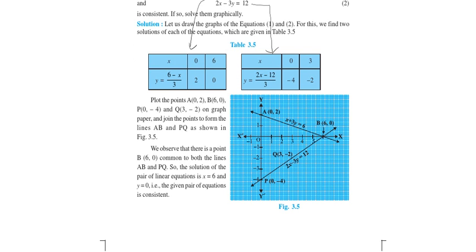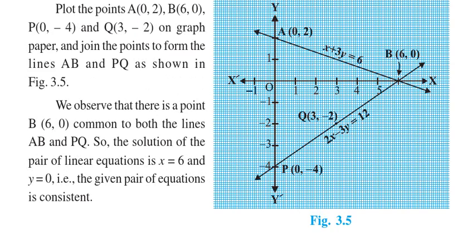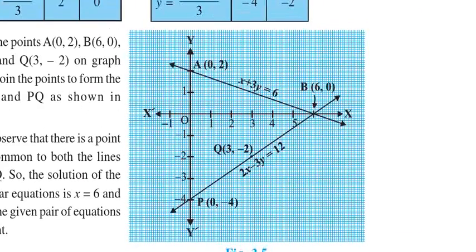So you can see one line is moving this way, and the equation of that line is 2x minus 3y is equal to 12, and the second equation, that is x plus 3y is equal to 6, is drawn here. When you draw the graph, wherever they intersect, there is a common solution. We say it is a unique solution, and we can very easily find it. In this case the solution is (6, 0), so x is 6 and y is 0. So graphically we can solve it.